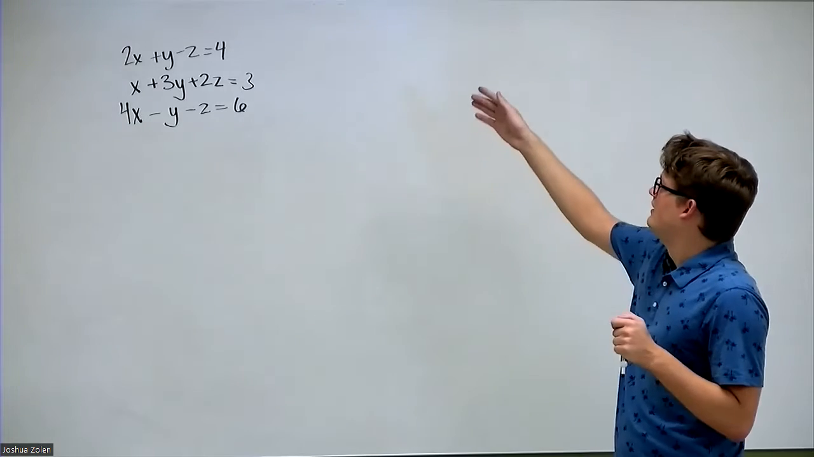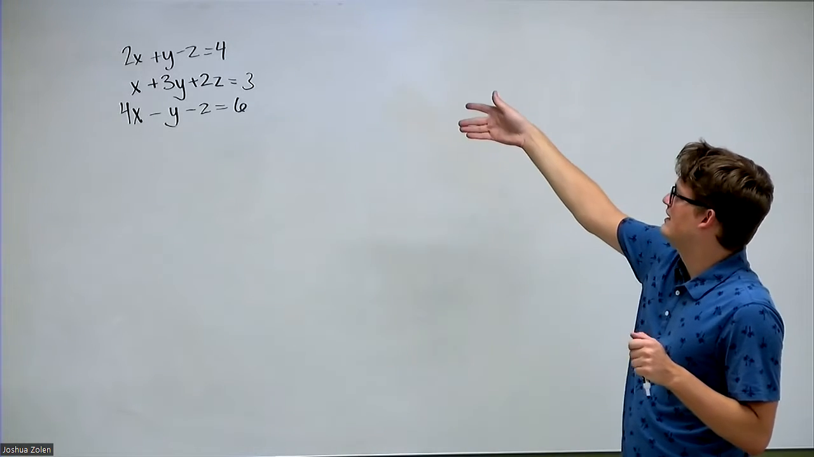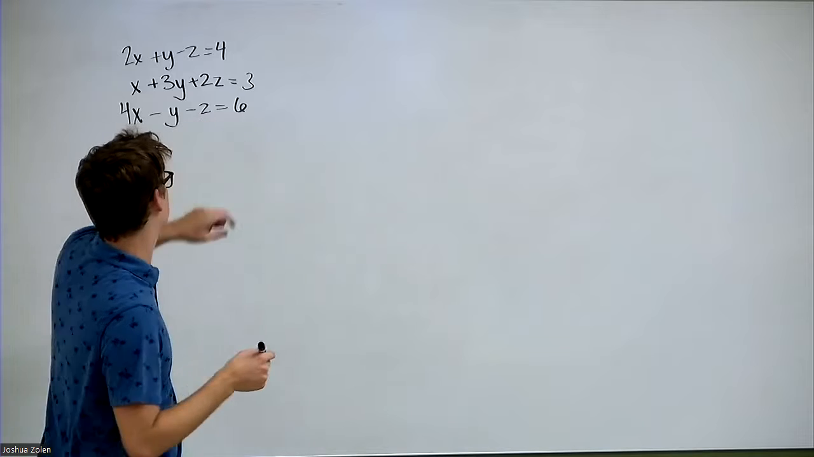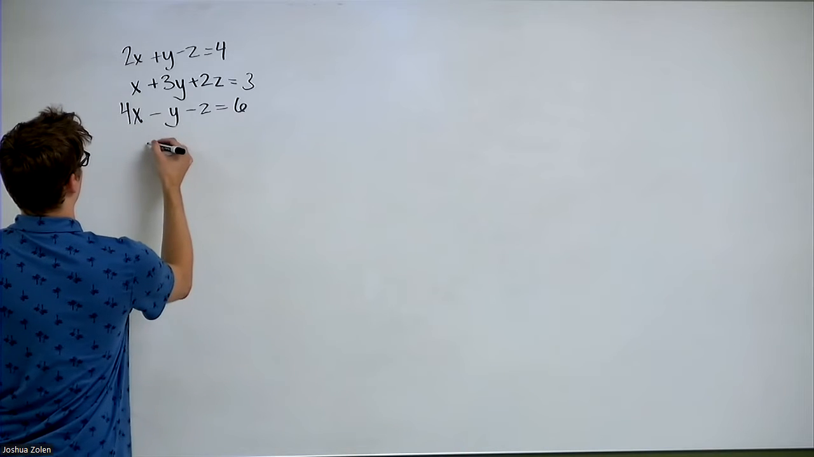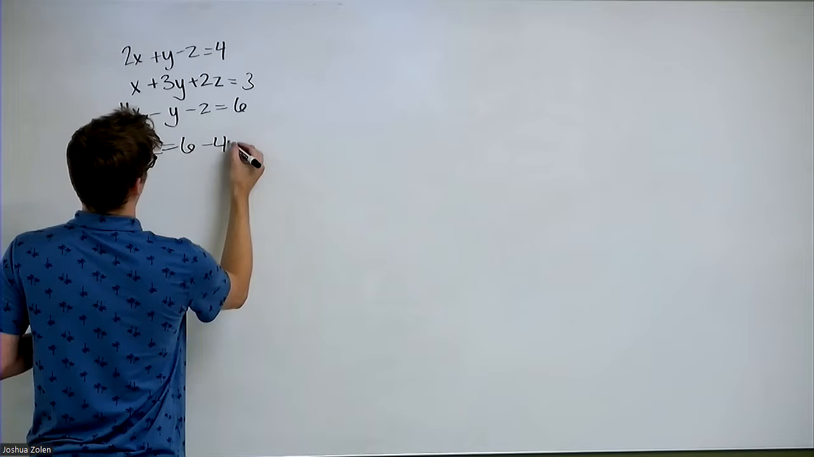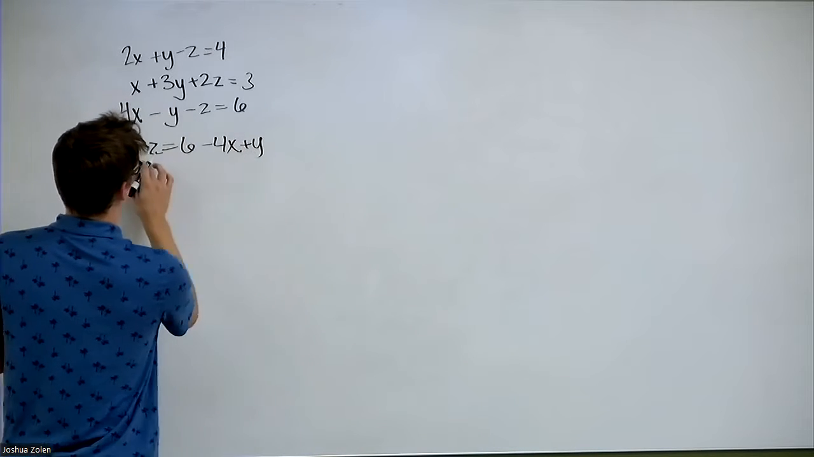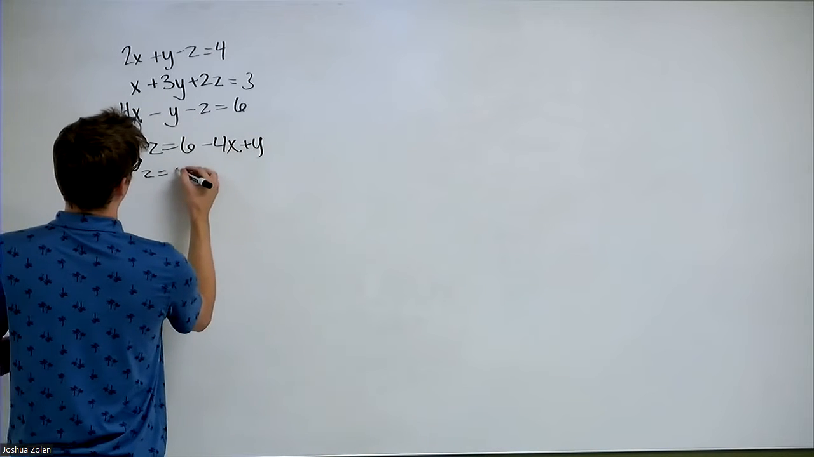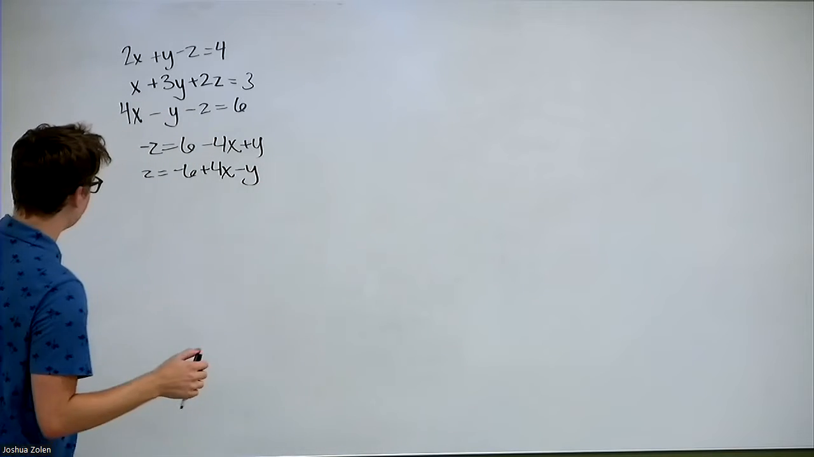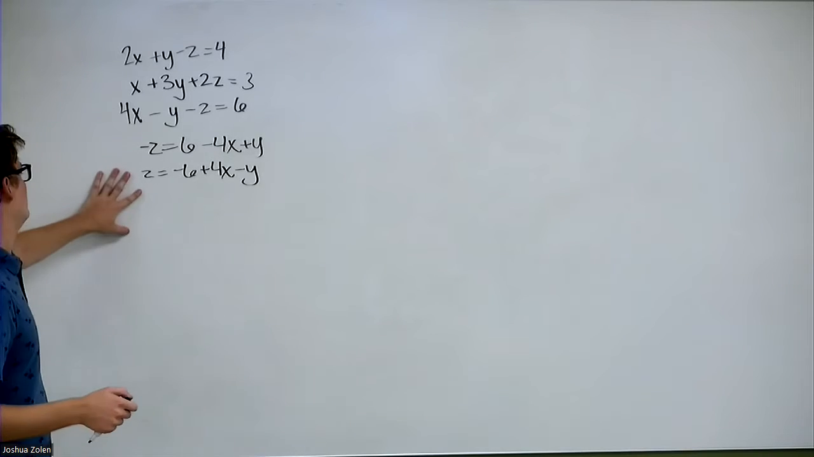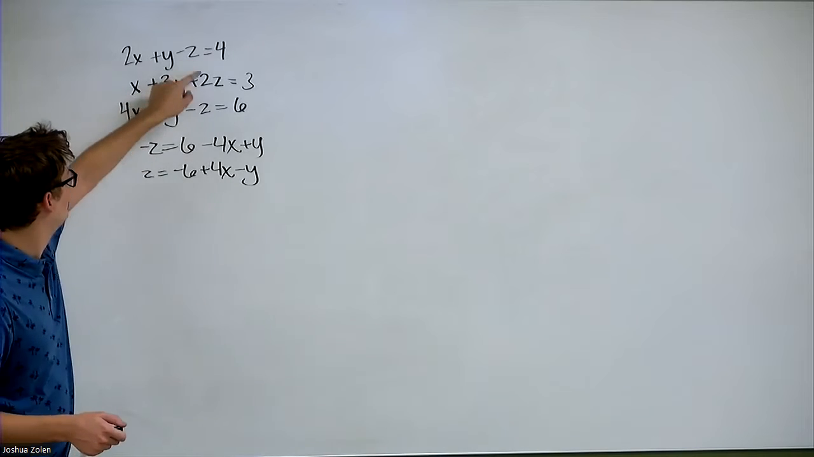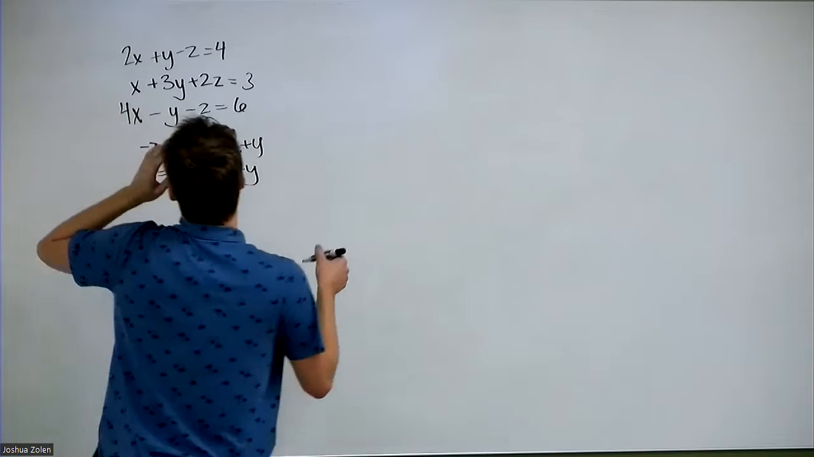And looking at these equations, let's solve for z on this one. So we're going to have negative z is equal to 6 minus 4x plus y. And if we divide by -1, we have z is equal to -6 plus 4x minus y. Okay, so now what we're going to do is take this and plug this z in for both of these values right here.